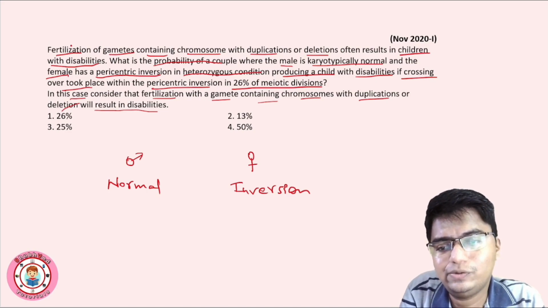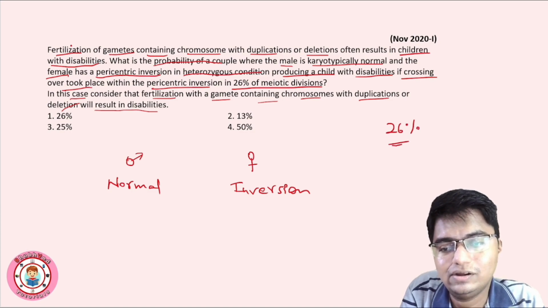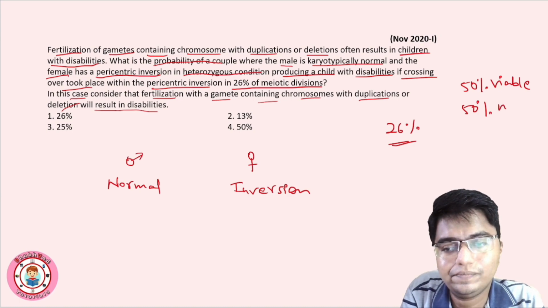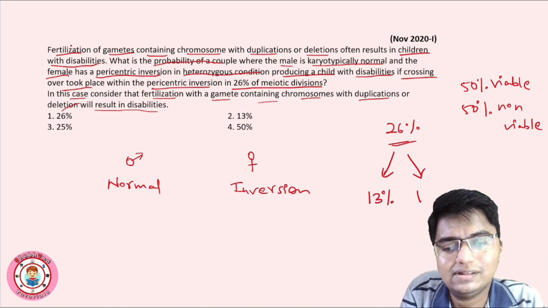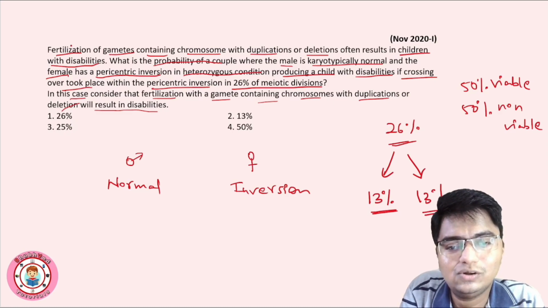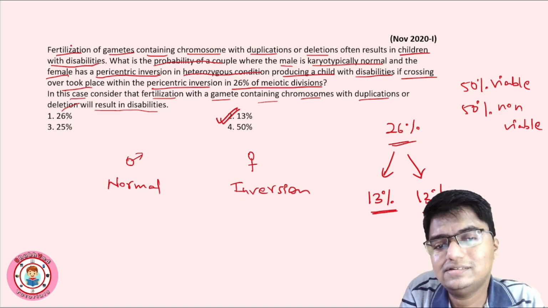Very easy. 26% क्रॉसिंग ओवर दिया है. तो we know that क्रॉसिंग ओवर जब होता है तो उसमें 50% viable होता है and 50% are non-viable. मीन्स 26% का हाफ हमें देखना है. What will be the answer? 13%. That is it only. So option number 2 will be the answer, 13%.